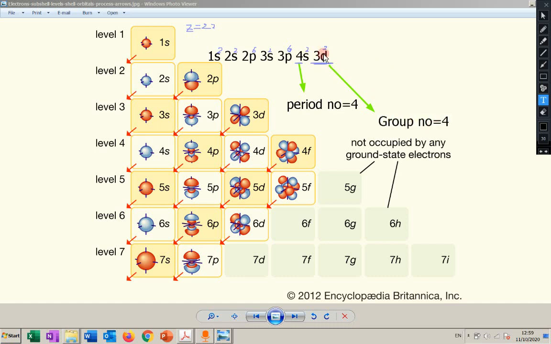Then we know that D2 is going to give us the name of the group. We call them transition metals.